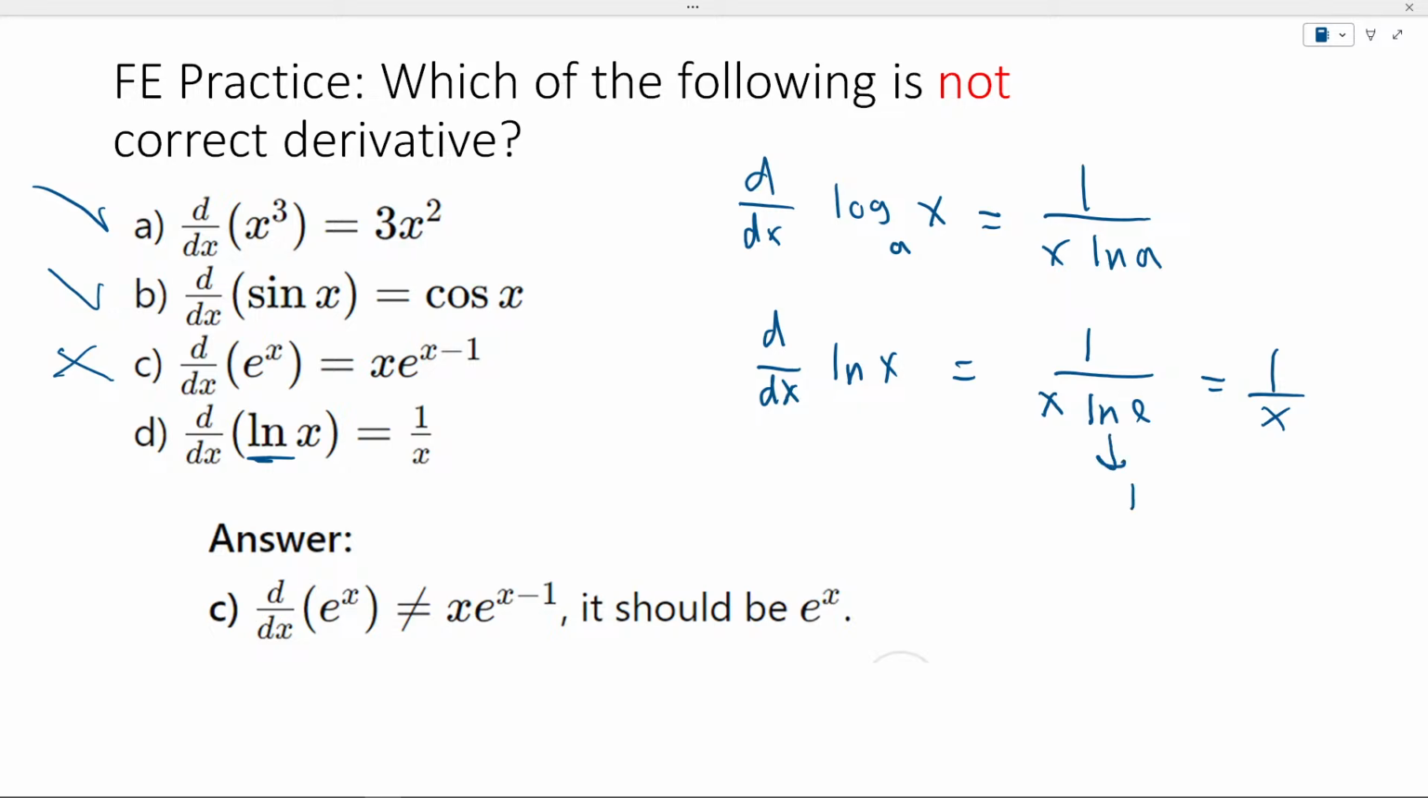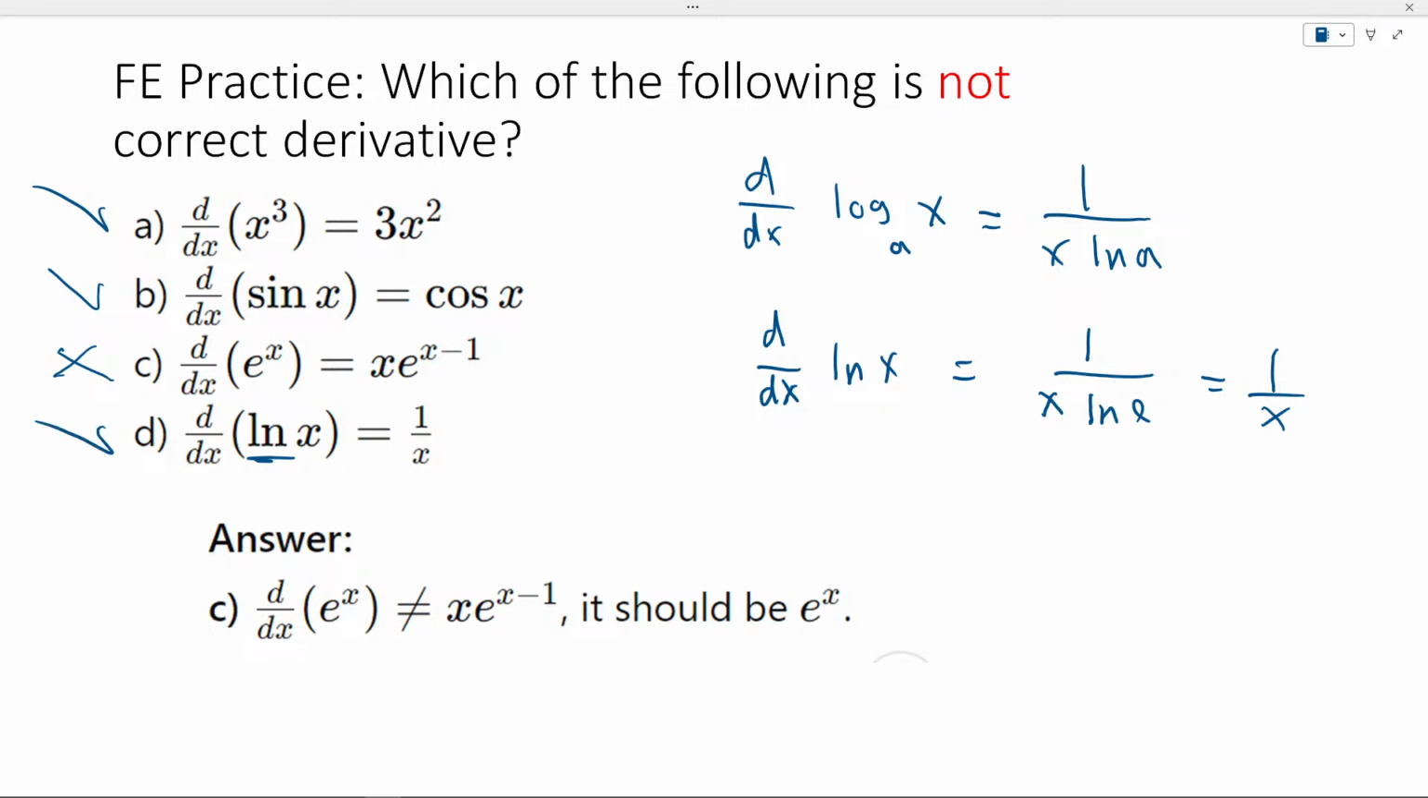So this is 1, because ln x is equal to log x to the base of e. That is the natural log. So log to the base of e will give you ln x. Here I get 1 over x, so this is a correct answer.